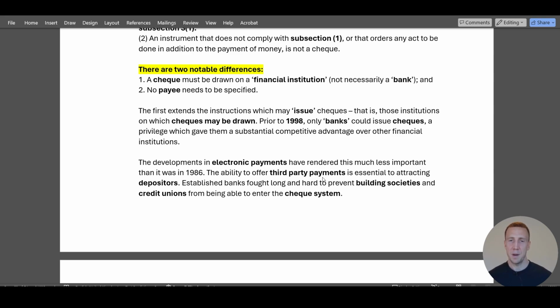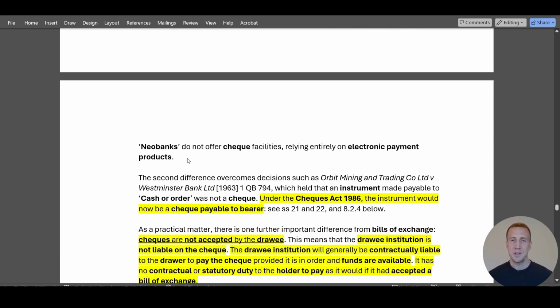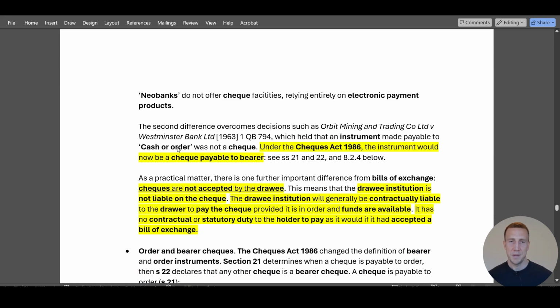The ability to offer third-party payments is essential to attracting depositors. Established banks fought long and hard to prevent building societies and credit unions from being able to enter the check system. Neobanks do not offer check facilities, relying entirely on electronic payment products. The second difference overcomes decisions such as Orbit Mining and Trading Co. Limited versus Westminster Bank back in 1963, which held that an instrument made payable to cash or order was not a check. Under the Cheques Act 1986, the instrument would now be a check payable to bearer.